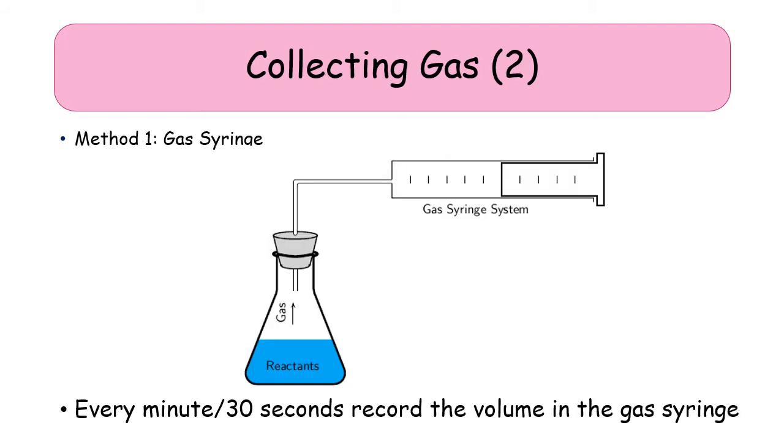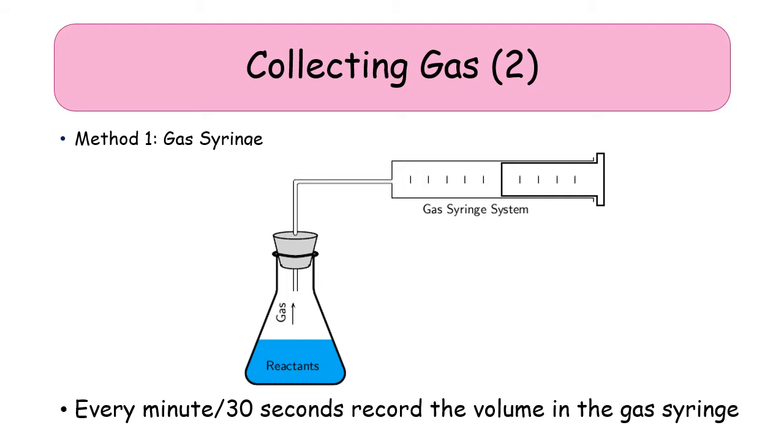A slightly different approach, and an easier to draw approach, is using a gas syringe. Now, a gas syringe is just a normal syringe, except you've got a delivery tube connected to your reaction. And as the reaction happens, the plunger of the syringe gets pushed slowly outwards so that you can measure how much gas has been produced.